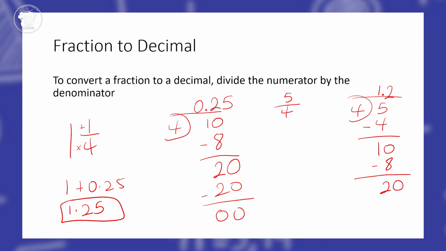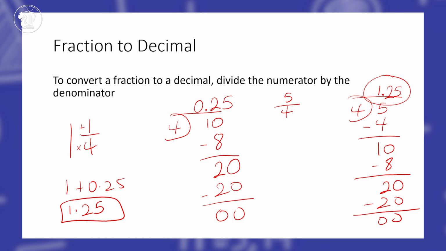And we add a 0 to continue. 4 can go into 20 5 times. 4 times 5 would give you 20. And we subtract that, we have 0. So 5 over 4, which is the same as 1 and 1 over 4, converted to a decimal would be 1.25. And that is how we convert a fraction to a decimal.